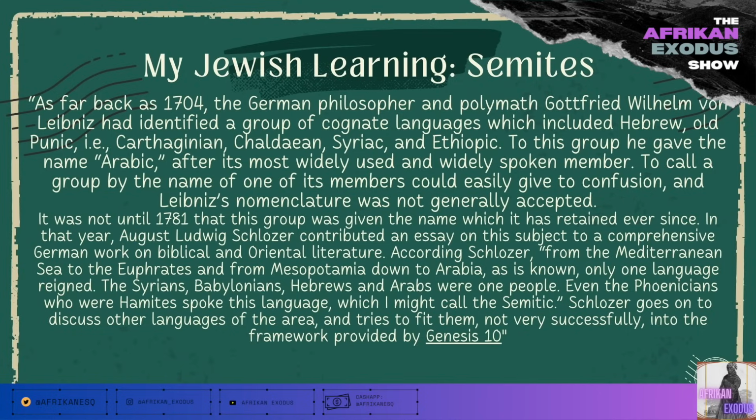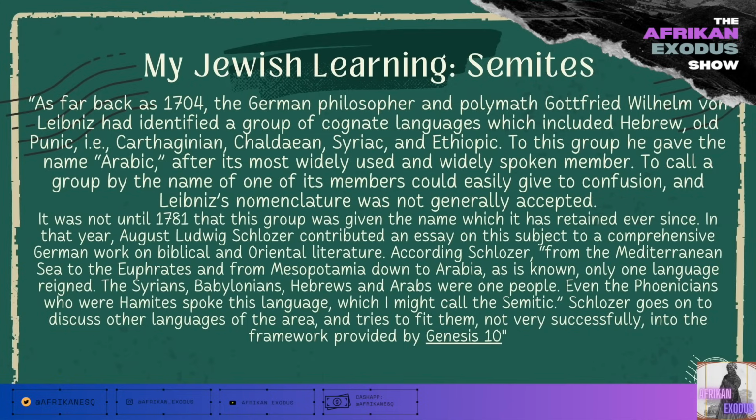and Leibniz nomenclature was not generally accepted. It was not until 1781 that this group was given the name, which it has retained ever since. In that year, August Ludwig Schlosser contributed an essay on this subject to the comprehensive German work on biblical and Oriental literature. According to Schlosser, from the Mediterranean Sea to the Euphrates and from Mesopotamia down to Arabia, as is known, only one language reigned.